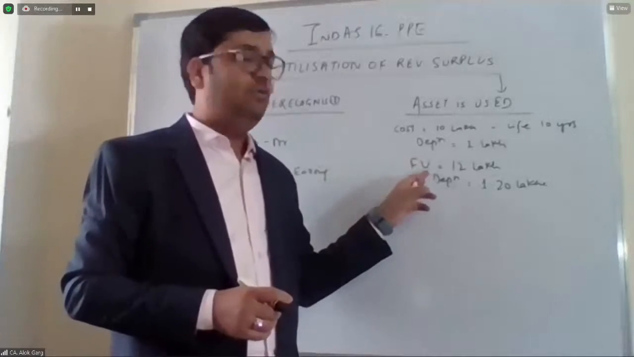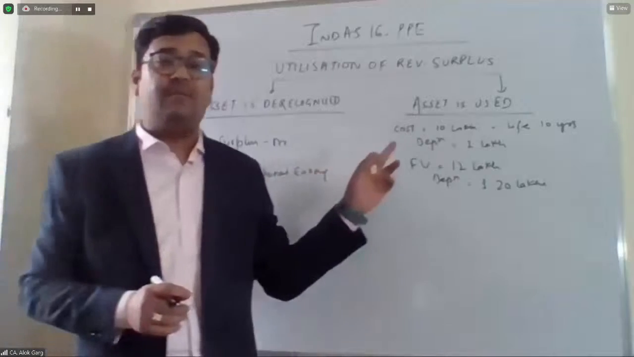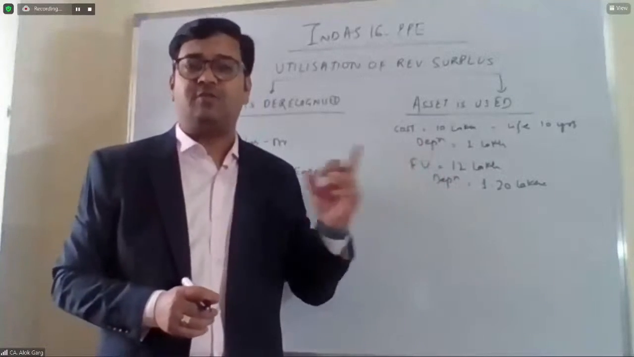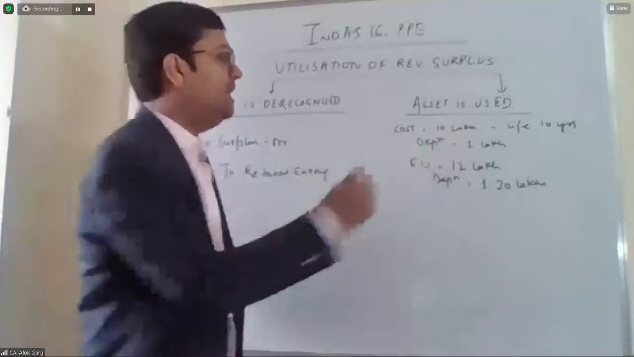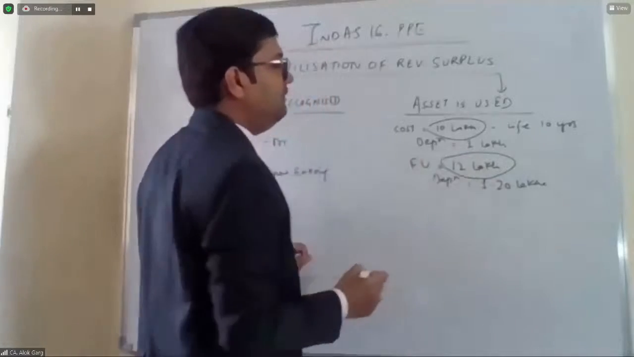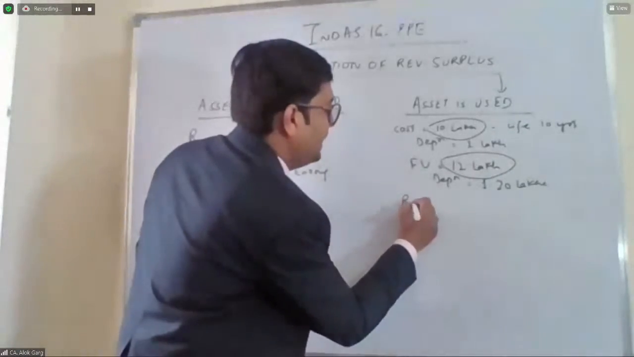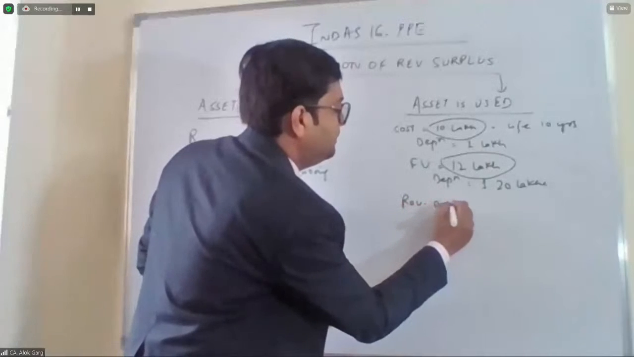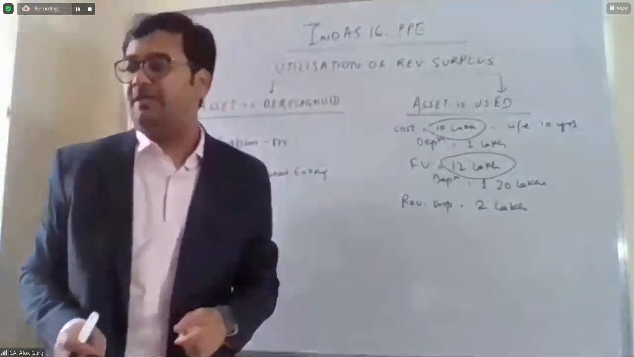So going by the original cost, the depreciation was 1 lakh. Going by the fair value, the depreciation is 1.2 lakh. So how much has depreciation increased? 20,000 per year. How much has the revaluation surplus increased from 10 lakh? It became 12 lakh. So what is the revaluation surplus? The revaluation surplus is 2 lakh.